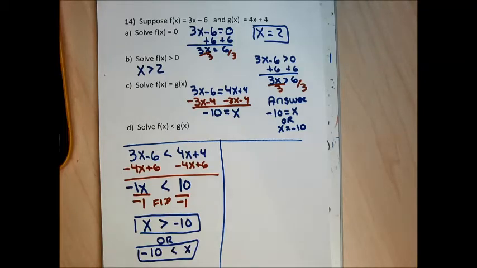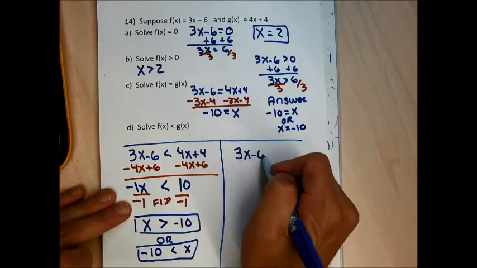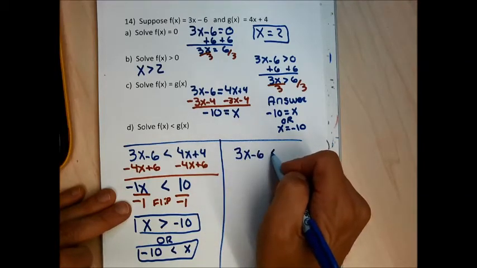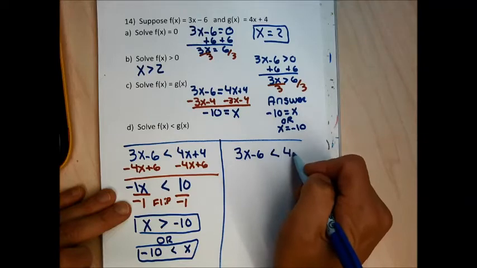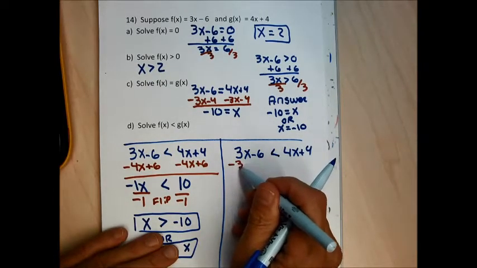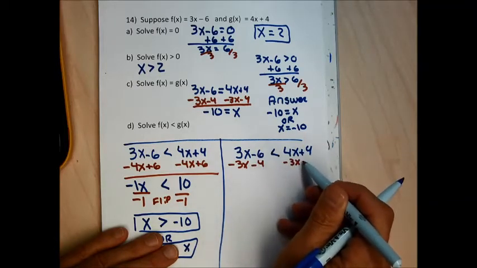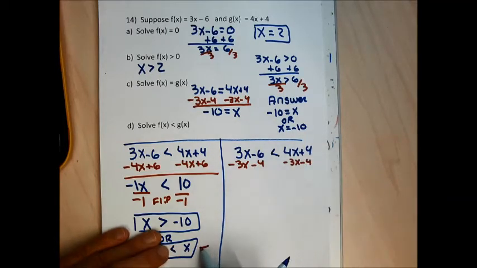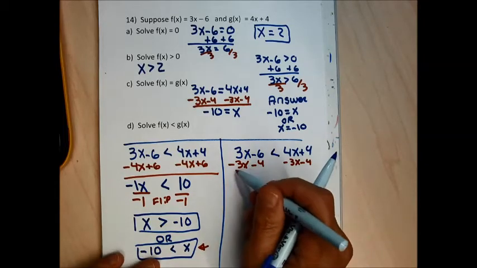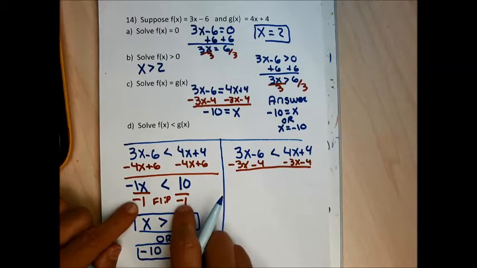The other way to solve this would be to avoid having to flip the inequality. If I did 3x minus 6 is less than 4x plus 4, I could have minus 3x and minus 4 from both sides. And if I solved it that way, I'm going to wind up getting this version of the solution, but I won't have to flip the inequality, because the only time you flip an inequality is if you're dividing by a negative to solve for the x.